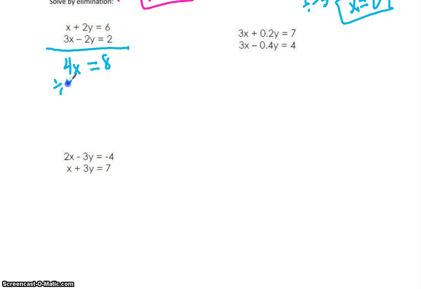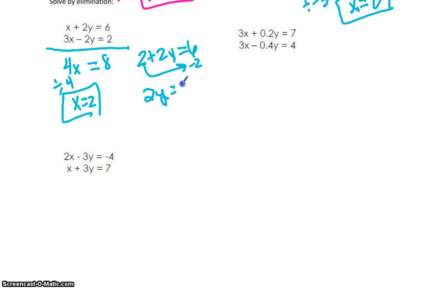I'm going to divide by 4, and x equals 2. Box it, that's an answer. Put that answer into either one of your original problems. So I'm going to go to the top one, and I'm going to say 2 plus 2y is equal to 6. I'm going to bring my 2 over and subtract it. 2y is equal to 4. I'm going to divide by 2, and y is equal to 2. That's my answer. I'm done.